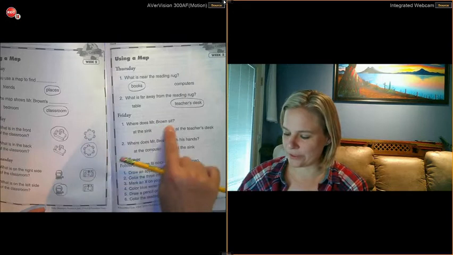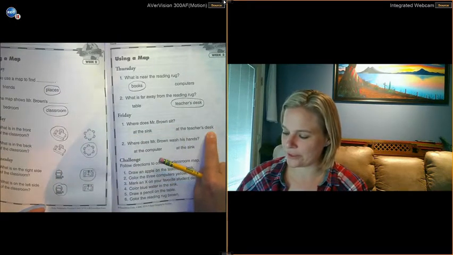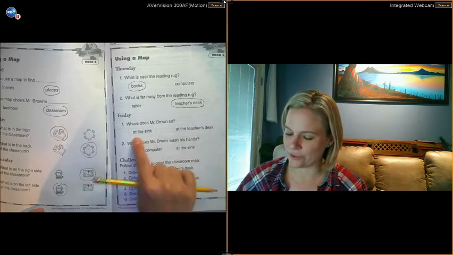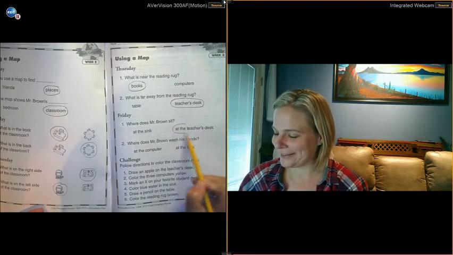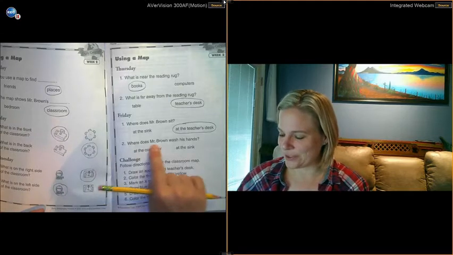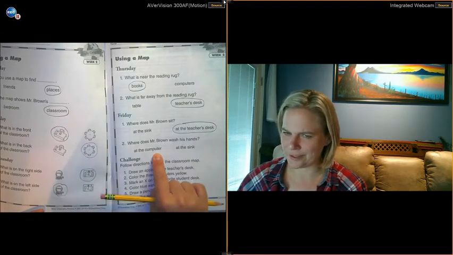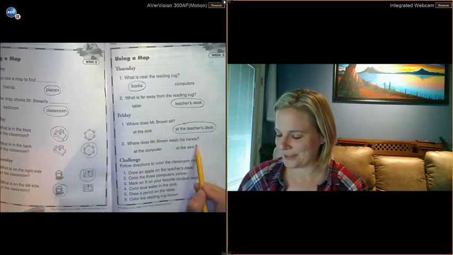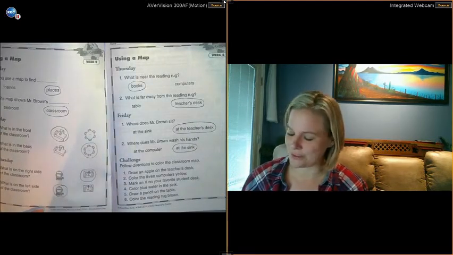Where does Mr. Brown sit? At the sink or at the teacher's desk? I don't think I even have to look at the map to know this one. He is not going to sit in the sink. I think he's at the teacher's desk. Where does Mr. Brown wash his hands? At the computer? I hope not. Or at the sink? At the sink.